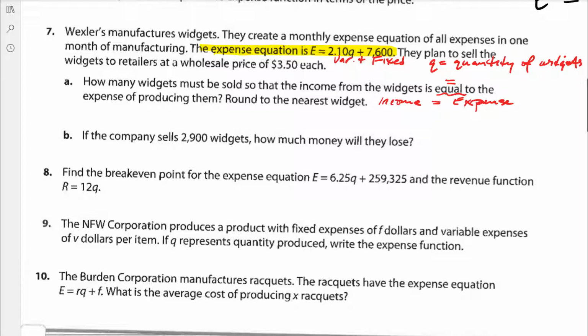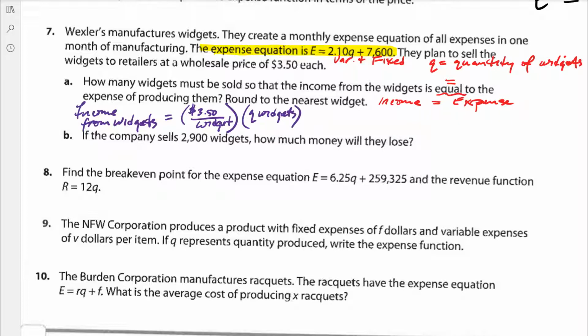Well, we need to figure out the income first, so the income produced. So the income from Q widgets. So we know that there are $3.50 each for wholesale, right? $3.50 per widget as a wholesale price. So if I take $3.50 per widget, and I multiply that by the number of widgets, which is Q, right? Q is the quantity of widgets. So Q widgets here.